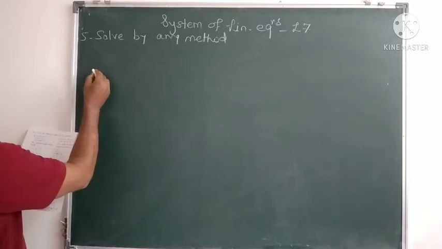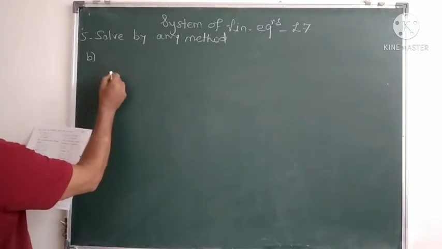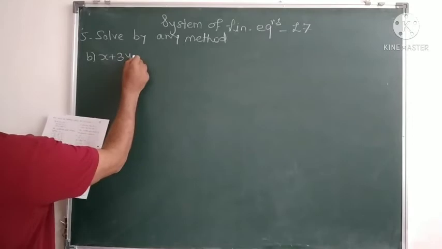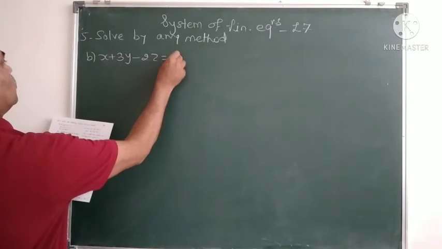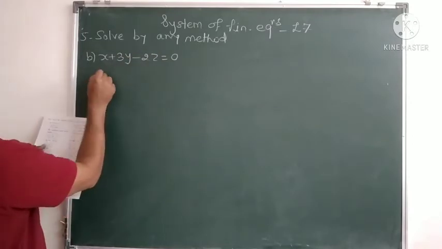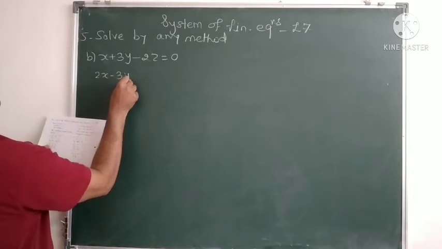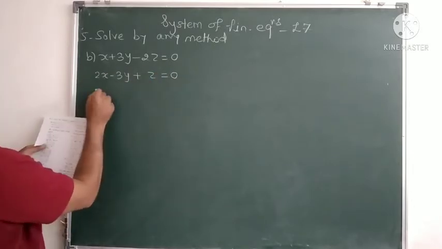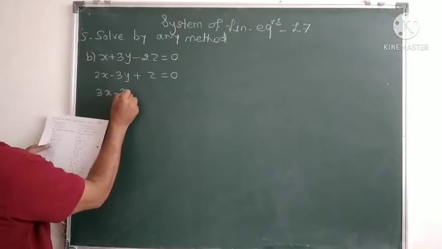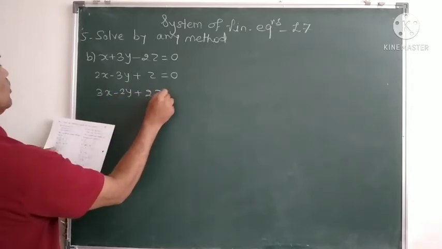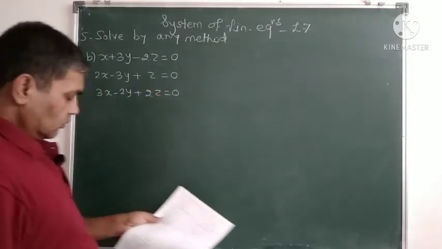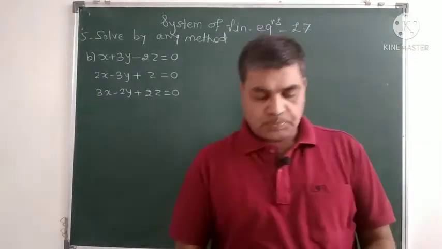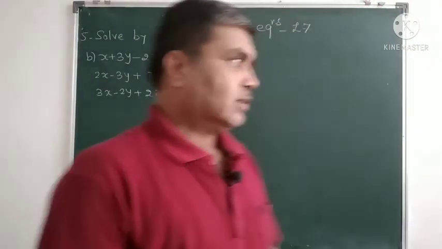In that, first example, or I will take B from that: x plus 3y minus 2z is equal to 0, 2x minus 3y plus z is equal to 0, and the last equation is 3x minus 2y plus 2z is equal to 0. So, this is a homogeneous system of three equations in three unknowns.